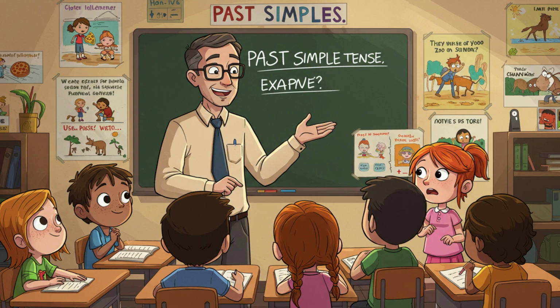What's going on here? Welcome to the world of irregular verbs. These are the rebels of the English language. They don't follow the -ed rule. They have their own special forms for the past tense. For example, go becomes went. See becomes saw. Eat becomes ate. And have becomes had.